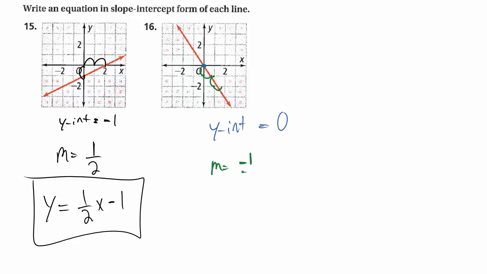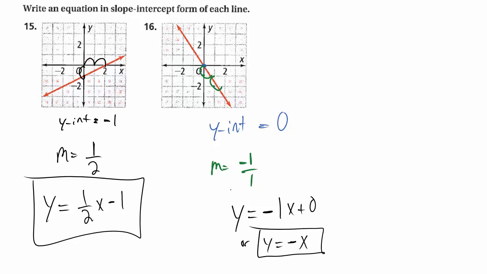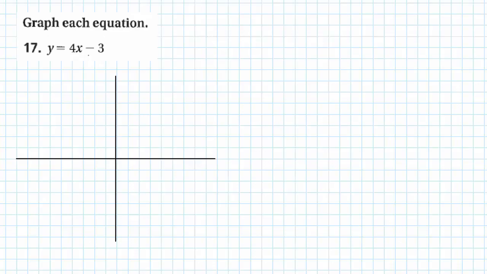For number 16, the y-intercept is 0. The slope is it goes down 1 over 1. So this equation is y equals -x. If you simplify it, you could write -1x plus 0, but you don't need to write that 1. You don't need to write that 0. Again, those are both in slope-intercept form.